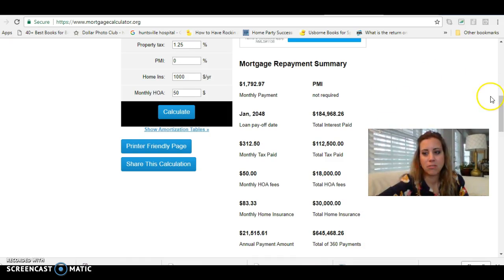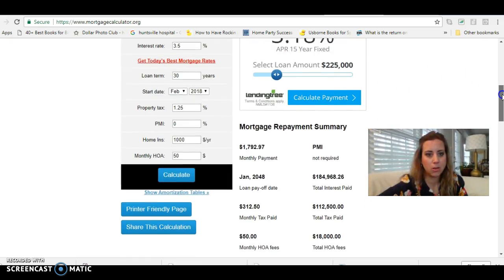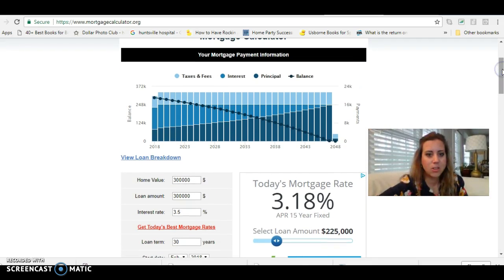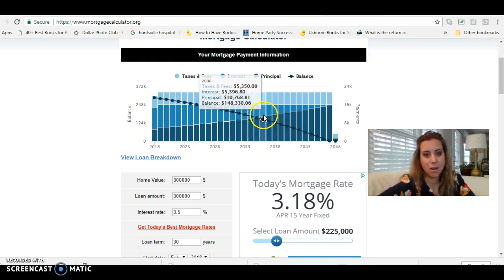Now let me do something different here. Say you still want to use a VA loan. Well, actually, let me go to the top here. So you can see in this graph, it's interactive. You can go to any year and see how much you're paying in every facet of your mortgage. So the taxes and fees stay pretty constant, which actually is not accurate. I'm going to project that they go up every year.